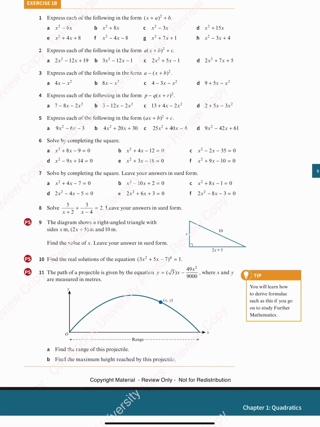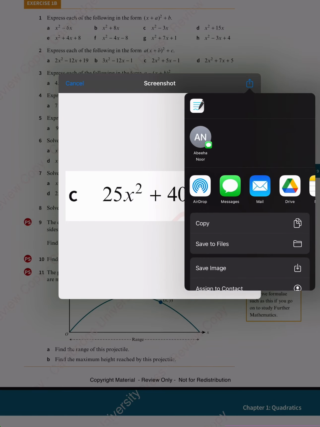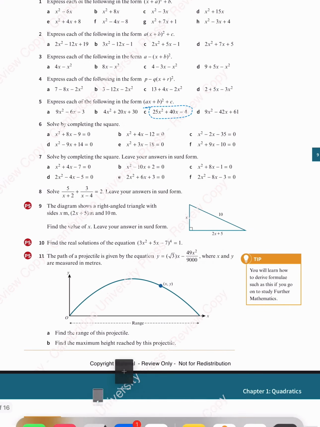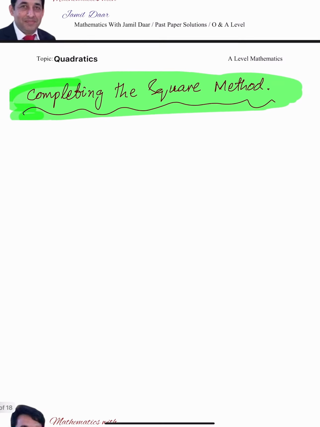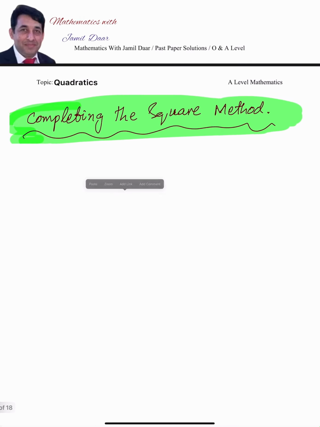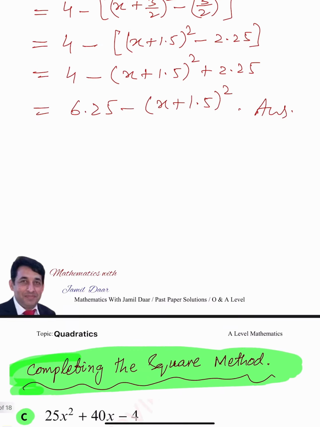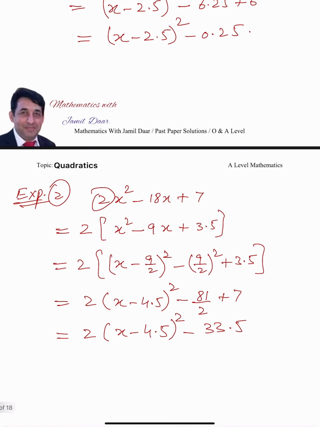So I'm going to select this part C. Okay, how to solve this question. Let me paste it. Okay, so what we are going to do, we have to complete the square. So we'll use the older method, which I told you when we were proving this.